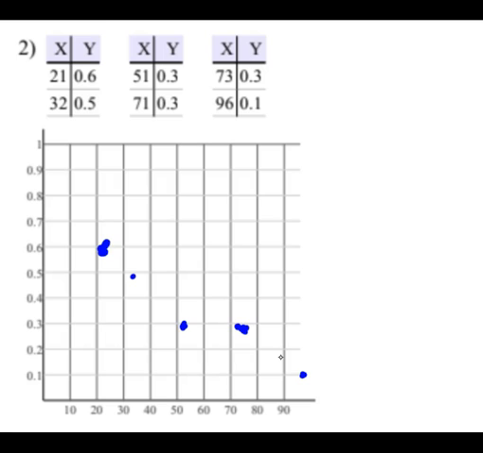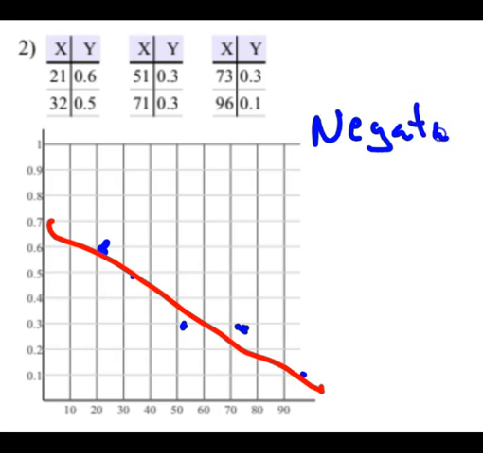All right. So this time, I would say I do kind of see a trend, and it kind of looks like that. So I would call this a negative because we're going down as we go from left to right. So it's a negative. And I would say it's fairly strong because those are pretty tightly grouped.